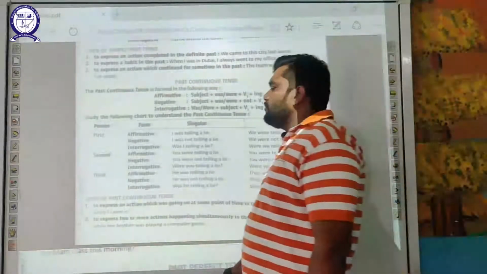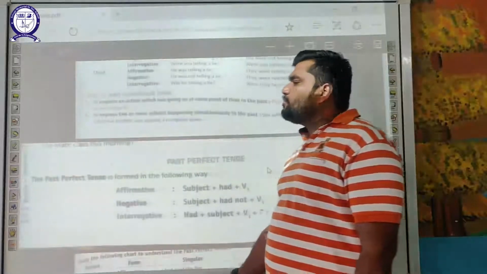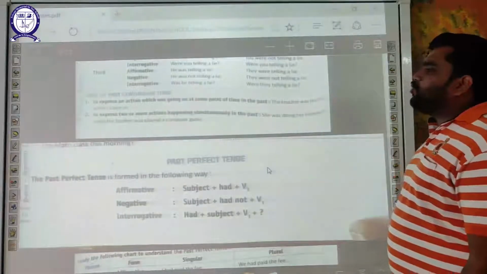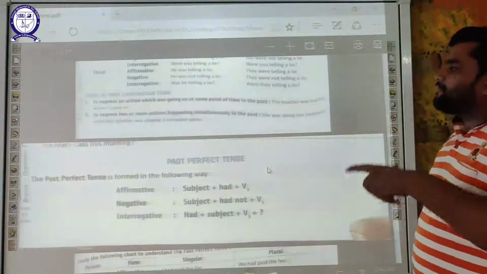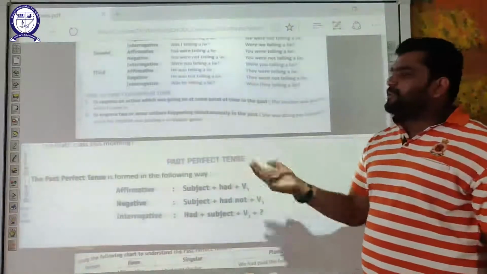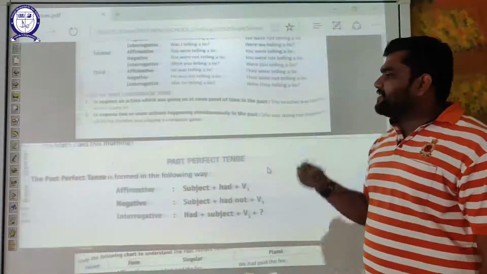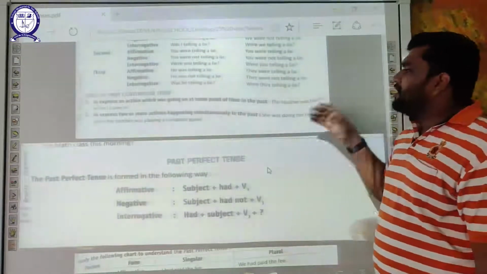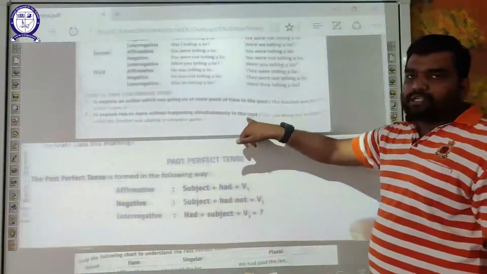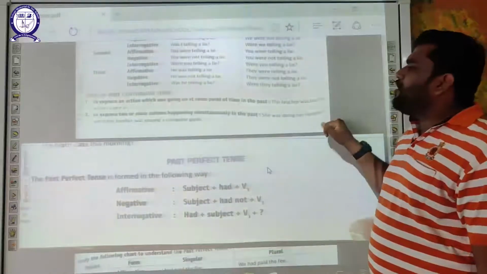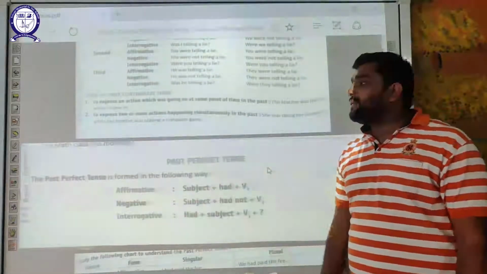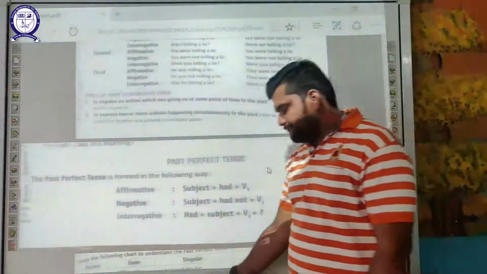Examples for past continuous. Where to use them? To express an action which was going on at some point of time in past. To express two or more actions happening simultaneously in the past. Getting the example for this one because this one is confusing. She was doing her homework while her brother was playing a computer game.